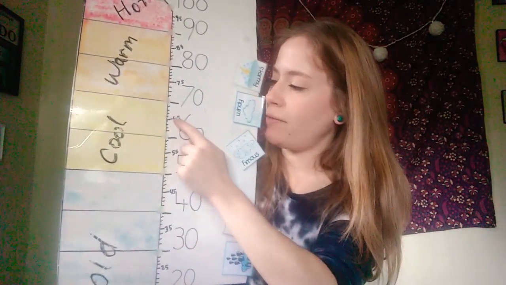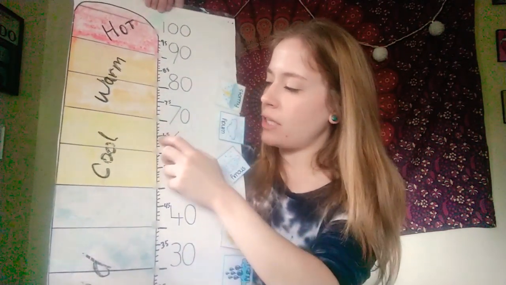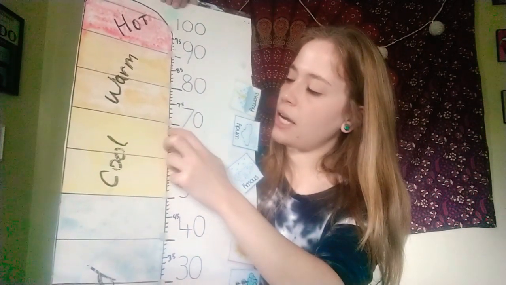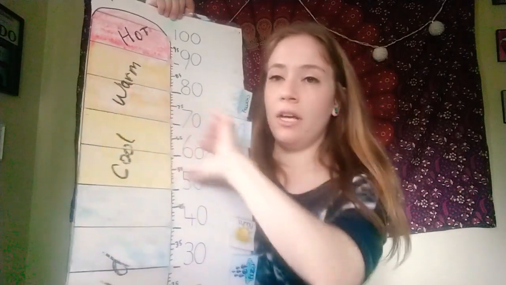And if we look on our temperature gauge, tomorrow's high is going to be 68. So let's find 60, and then we can jump to 65, and we know that it's going to be between 65 and 70. So 66, 67, 68. So right here, and we are still in that cool temperature range. So it will be cool tomorrow as well, but not as cloudy.